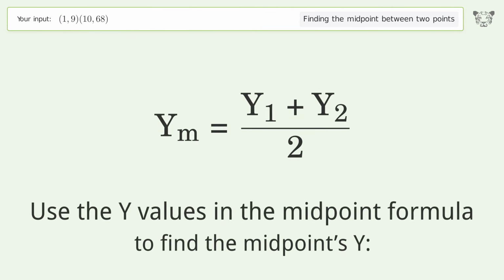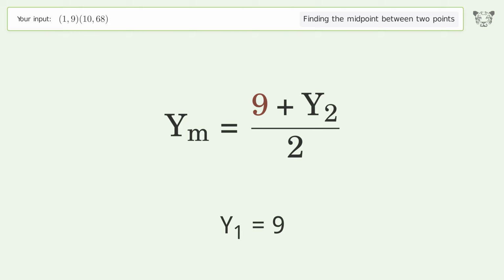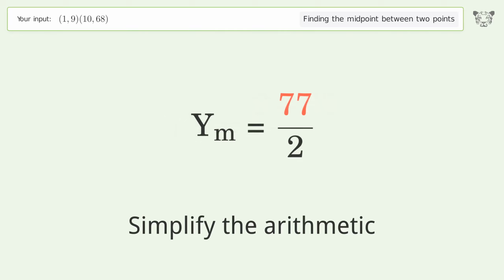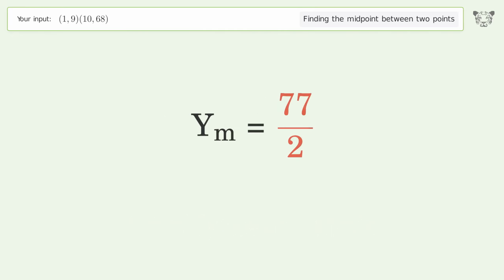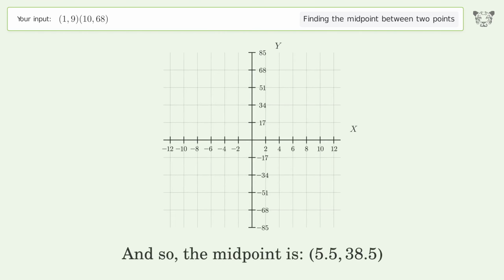Use the y values in the midpoint formula to find the midpoint's y. y1 equals 9. y2 equals 68. Simplify the arithmetic. And so, the midpoint is 5.5, 38.5.